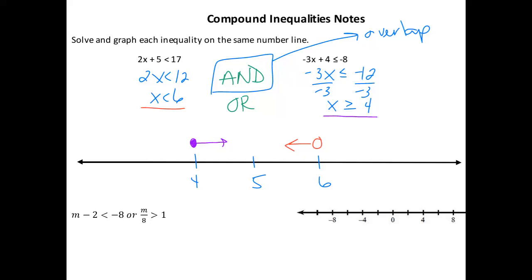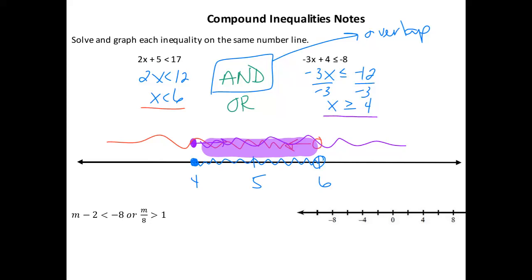So in this case, if I look at the way that I drew my arrows, if I extend each one of them, notice how the overlap is happening here in the middle. So if this were an and, what I would end up graphing on the number line is the closed dot. I would graph the closed dot at 4 and the open dot at 6, and I would shade in between.